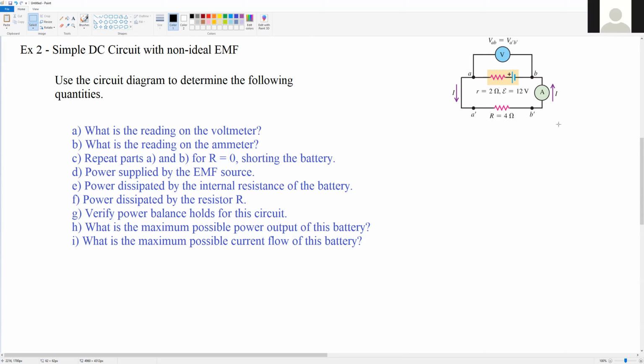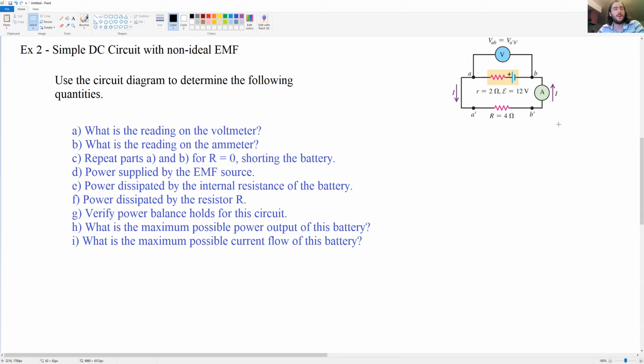Sorry, wouldn't it read the EMF? Because the voltmeter is parallel to the battery. The voltmeter is in parallel to the battery. So what does that mean for something to be in parallel with something else? By definition, what can we say about the voltages across those two devices if they're connected in parallel? That means they're the same.